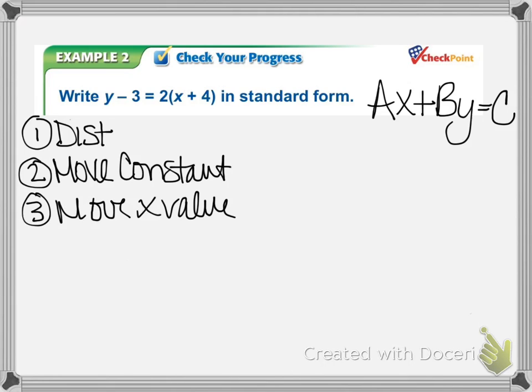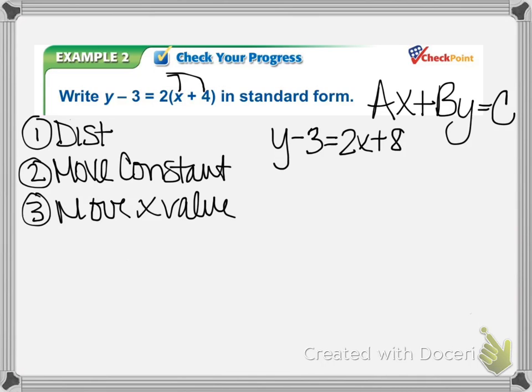Okay? Now remember, you can't have a leading coefficient that's negative. So if you end up moving the x to the left and it's negative, you're going to have to go through and change all your signs. So go ahead and distribute your 2. Okay? So that's going to be y minus 3 equals 2x plus 8.